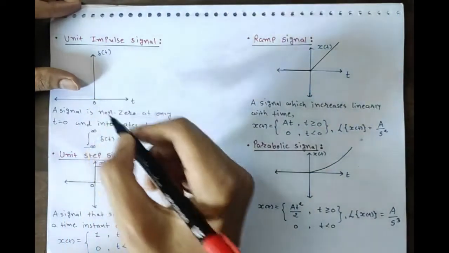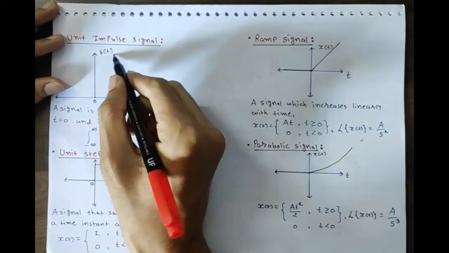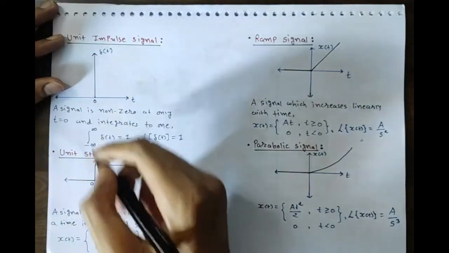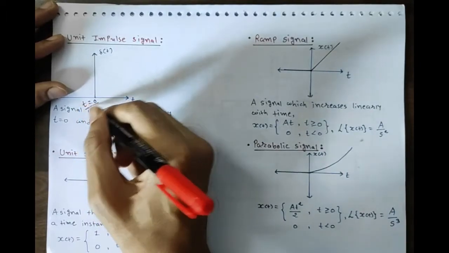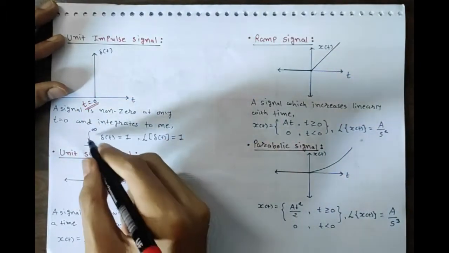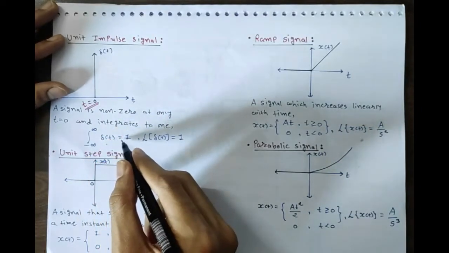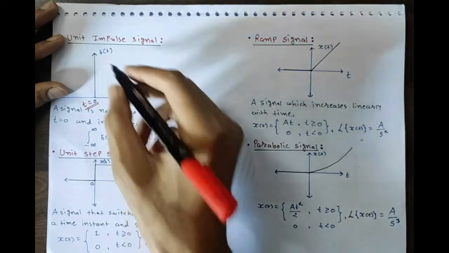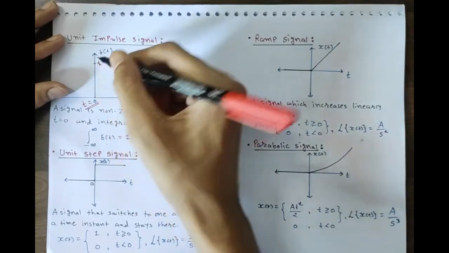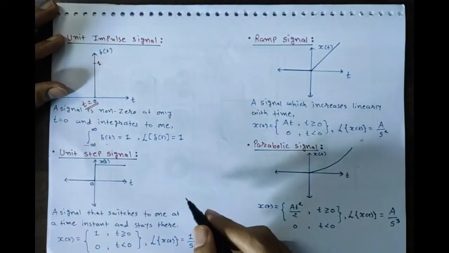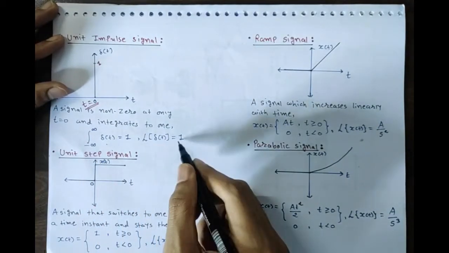So it will be this kind of signal. The value of your signal delta t will be 0 for all values and will be equal to 1 for time t equal to 0, and if you integrate, the value will be 1. So if you integrate delta t from minus infinity to infinity, the value will be 1. Here we are assuming that the magnitude of your impulse is 1. So let's say this value is 1 only. That is why it is a unit impulse signal. If you take the Laplace transformation of this function, you will get 1.